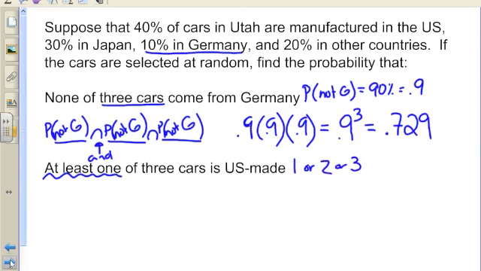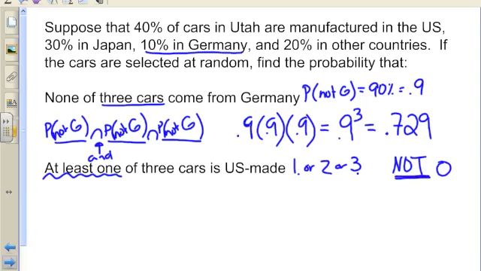Not to mention, if it's 1 car from the US, if I make a little box, it could be this car, could be this car, could be this car. I'm going to end up with a lot of options, and this problem is going to get really complicated really fast. So I'm going to show you my shortcut. There's 3 cars, so I could get 1 or 2 or 3 from the US. But there's a number I didn't list here, something that I don't want. I do not want 0 cars from the US.